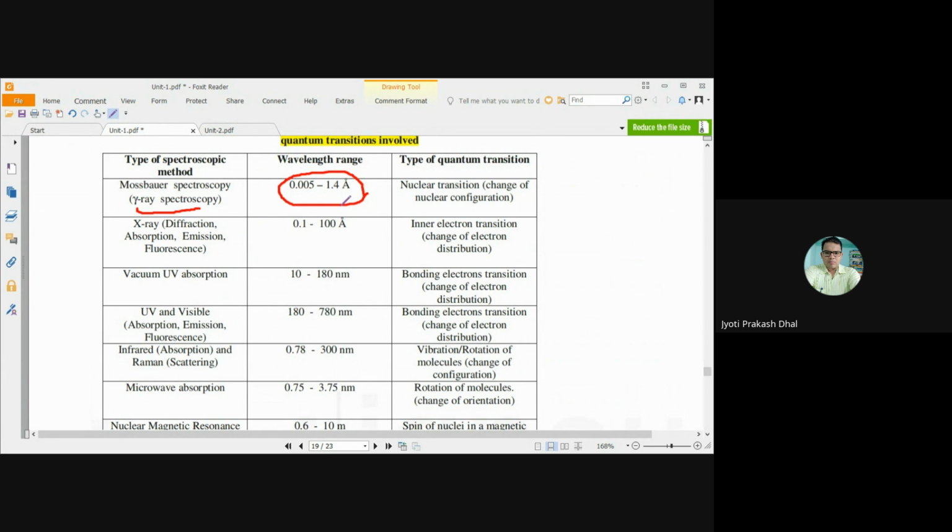If the sample interacts with gamma rays, that means very energetic radiation, you can observe Mossbauer spectra, and hence there will be a nuclear transition, that means a change of the nuclear configuration. Similarly, if the sample under investigation interacts with electromagnetic radiation in the range of 0.1 to 100 angstrom, that is the X-ray range, then diffraction, absorption, emission, or fluorescence spectra will be observed.